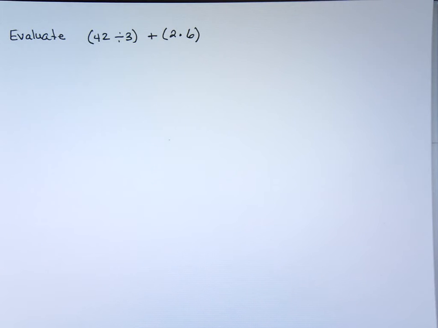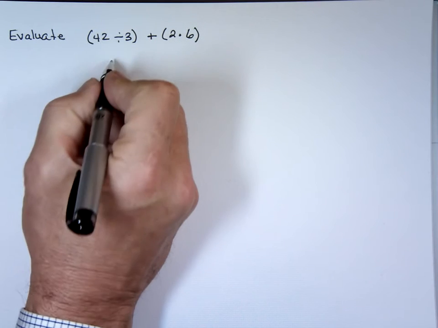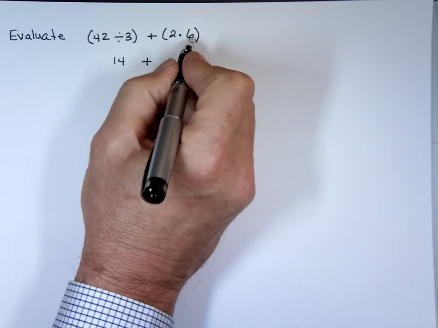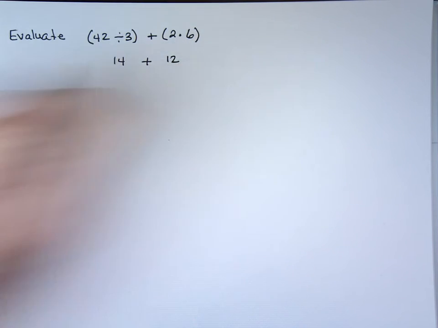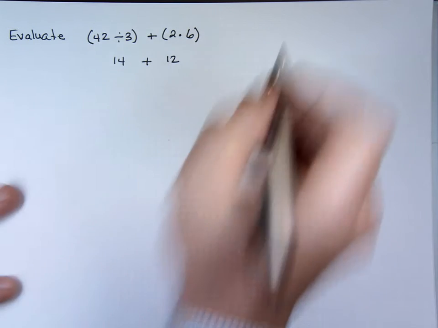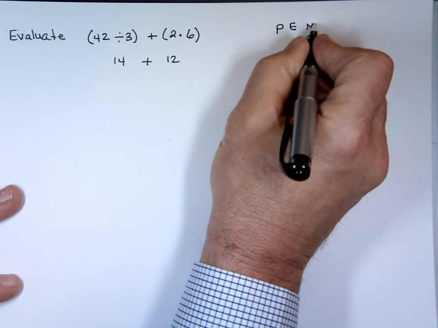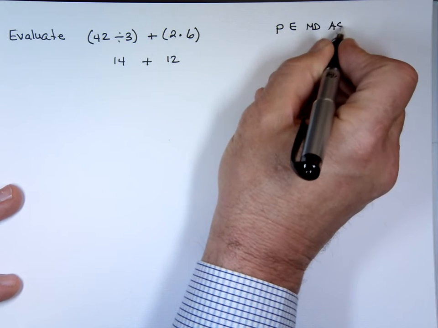So the first thing, let's do what's inside the parentheses. What's 42 divided by 3? That's 14 plus, what is 2 times 6? 12. Parentheses first. Order of operation, PEMDAS. Parentheses, exponents, multiplication and division, addition, subtraction, in that order.